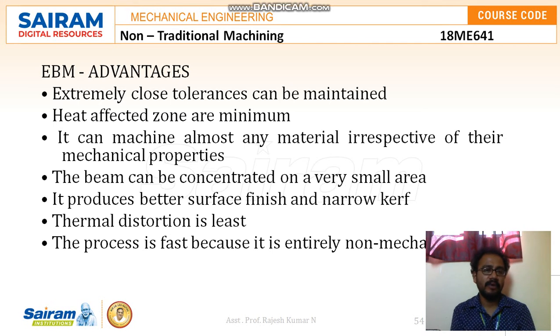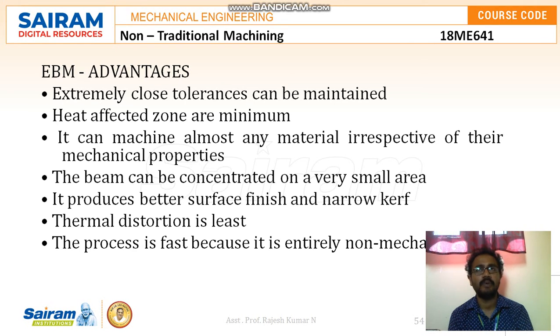Moving to the third advantage, it can machine almost any material irrespective of its mechanical properties, except materials which are highly reflective, such as glass, certain ceramics like marble, and polished materials like copper, silver, and aluminium.